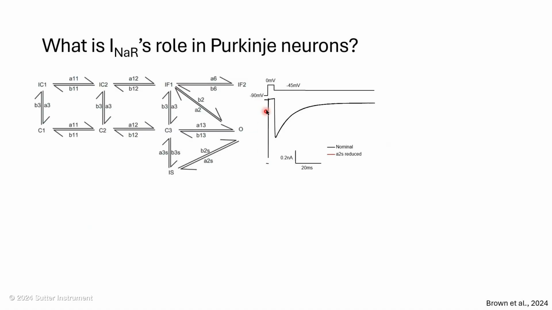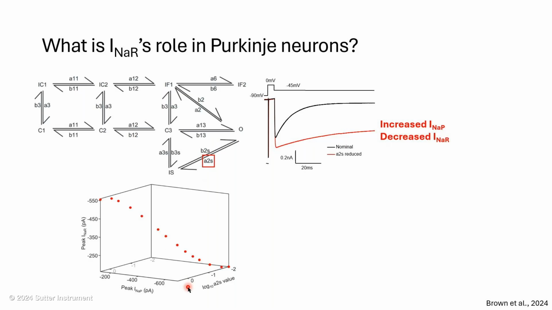And remember, we can create our simulated currents. This is our nominal model. And we wanted to decrease the transition rate constant that goes from open to slow inactivated state. So the model will spend more time in this open state. So we're decreasing A2S. And what happens when we do that is that we have an increased persistent current, but a decreased resurgent current.